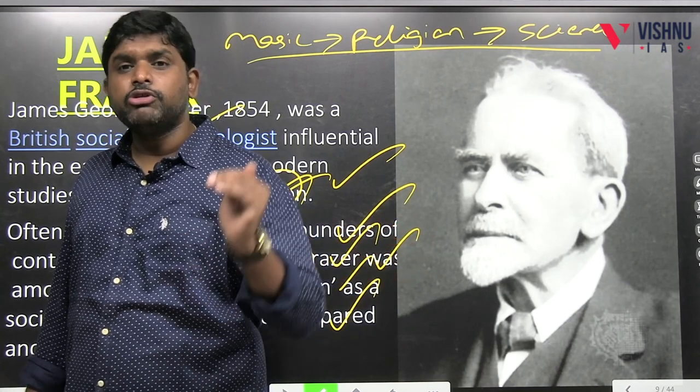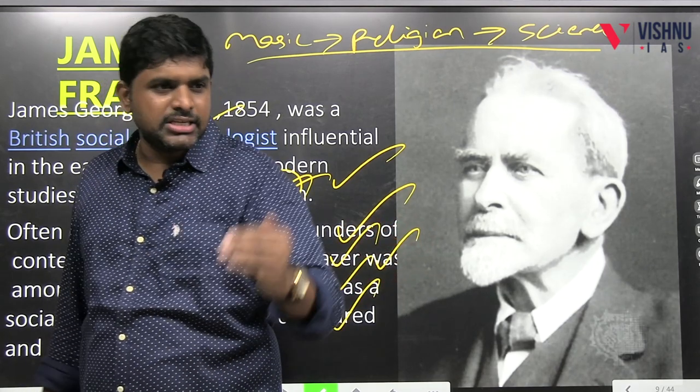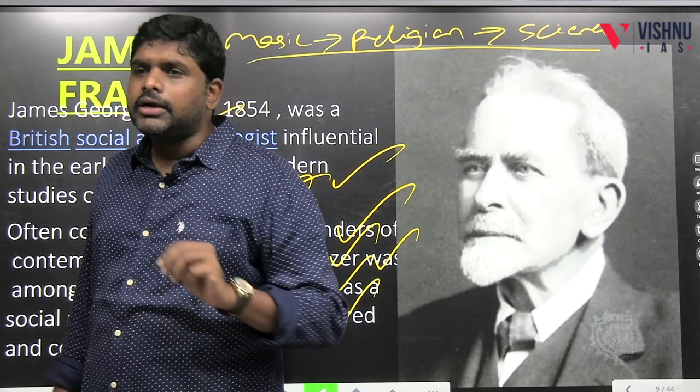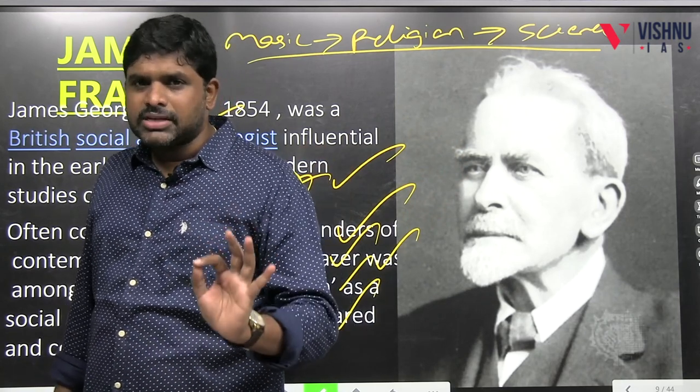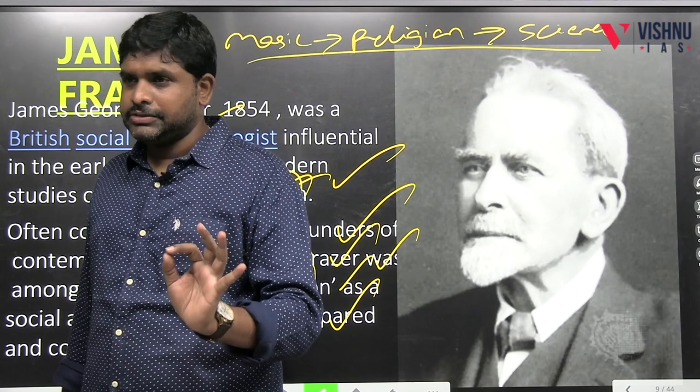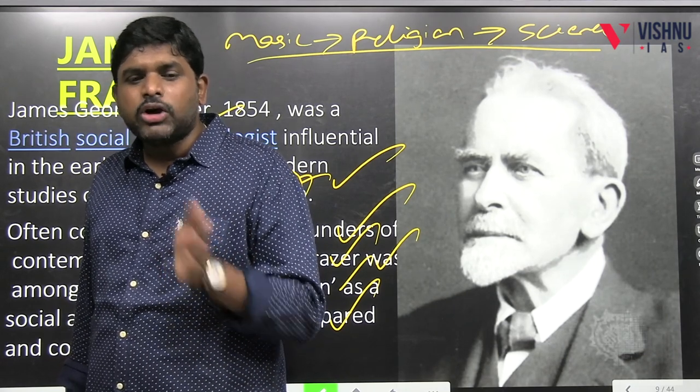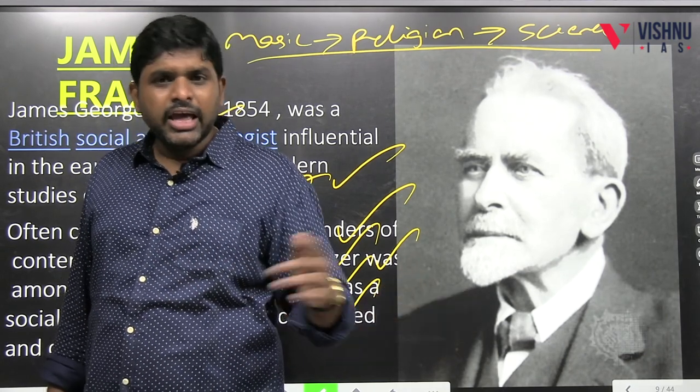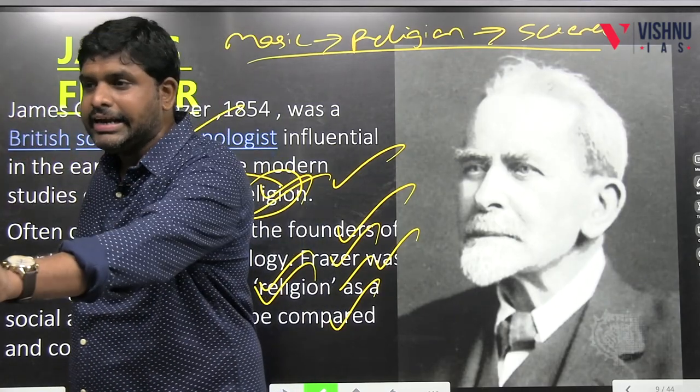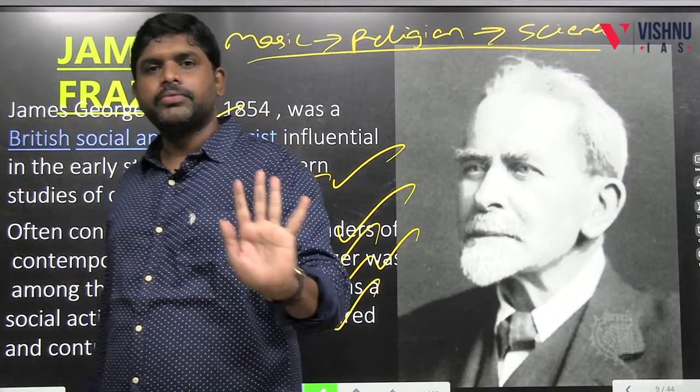He gave the stages of evolution of cultures, and he told how these stages happened. Third, who? James Fraser. Which country? British. He is famous for giving the sequence of magic, religion and science. He also studied religion in detail, comparatively.